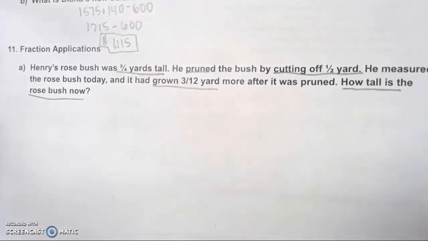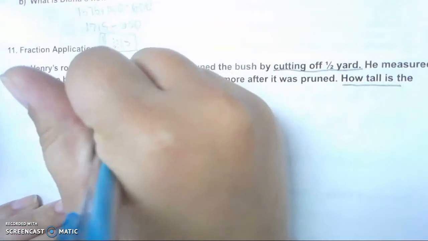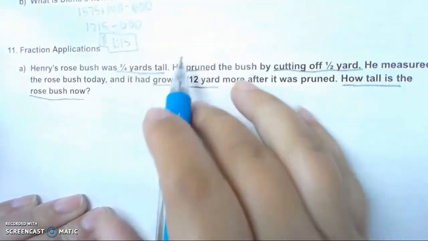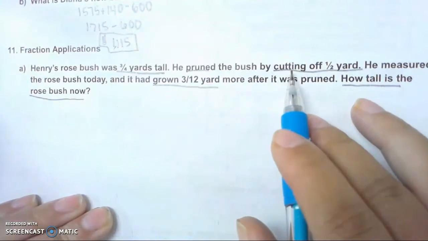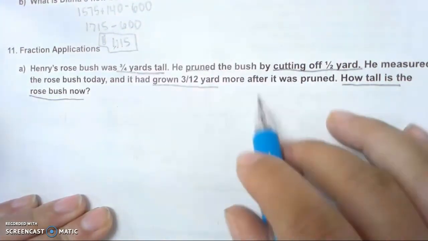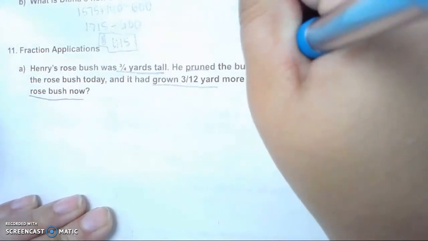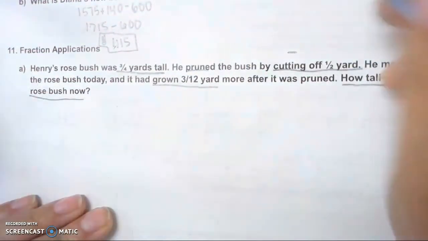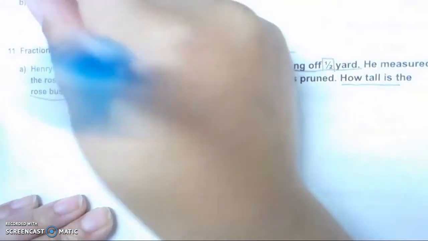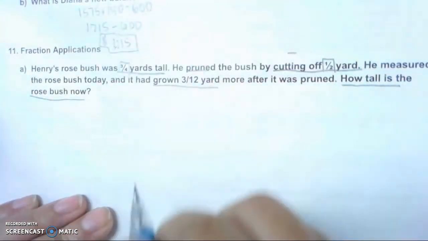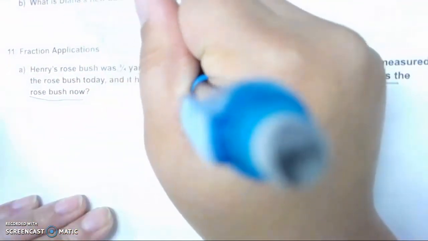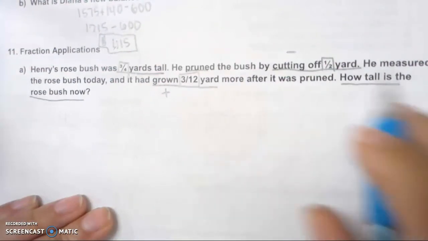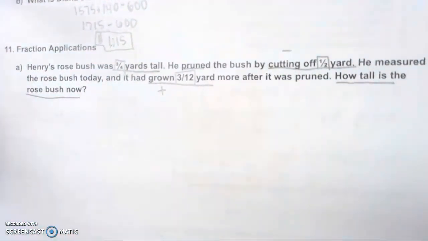So Henry's rose bush was 3/4 yards tall. So it started at 3/4 yards. He pruned, which meant cuts off 1/2 yard. So if you cut off something, you're taking away 1/2 yard. He measured the rose bush today, and it had grown, so adding 3/12 yard more after it was pruned. How tall is the rose bush? So we're trying to find the final height of the rose bush.